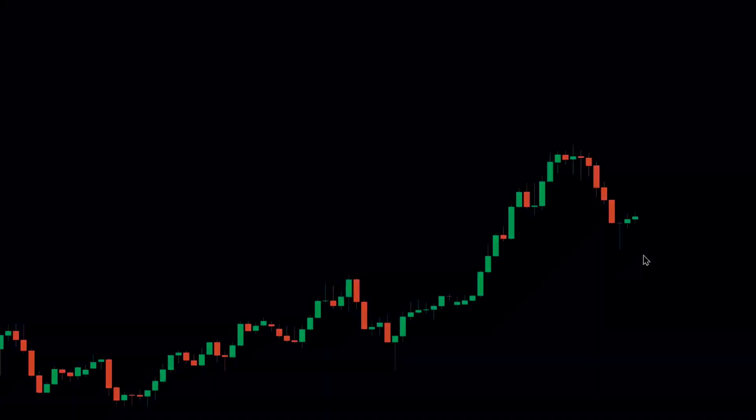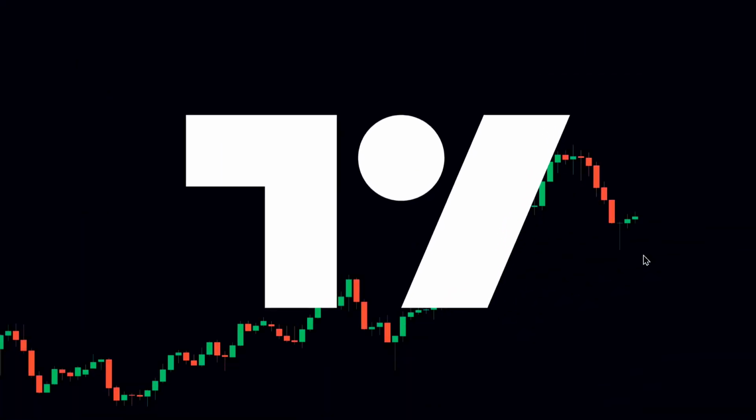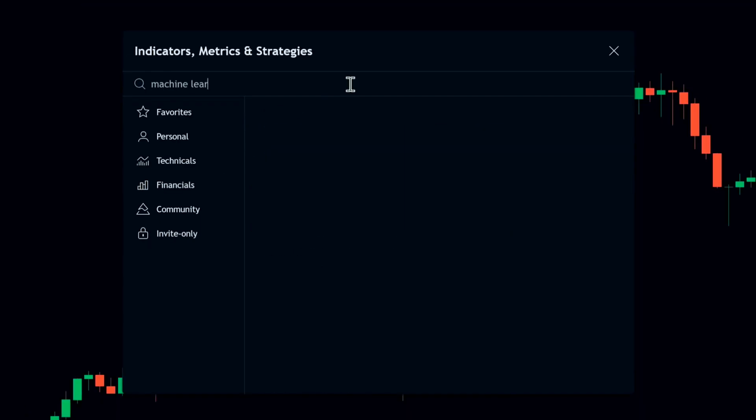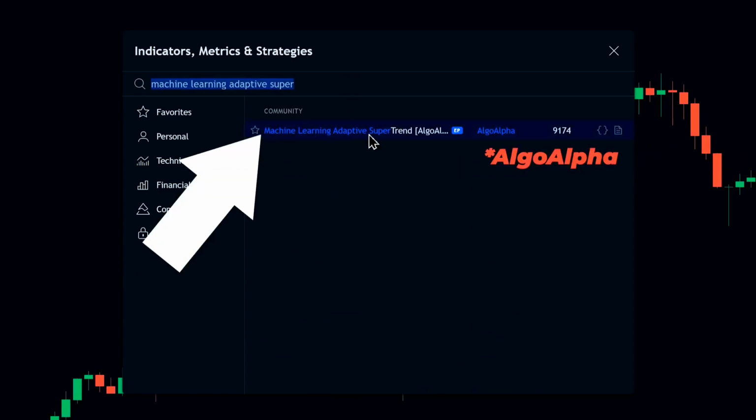Let's dive in. To start, head over to TradingView. Once you've loaded your favorite trading asset, open the indicator search bar and type in machine learning adaptive Supertrend. Make sure to select the version created by Chart Prime.